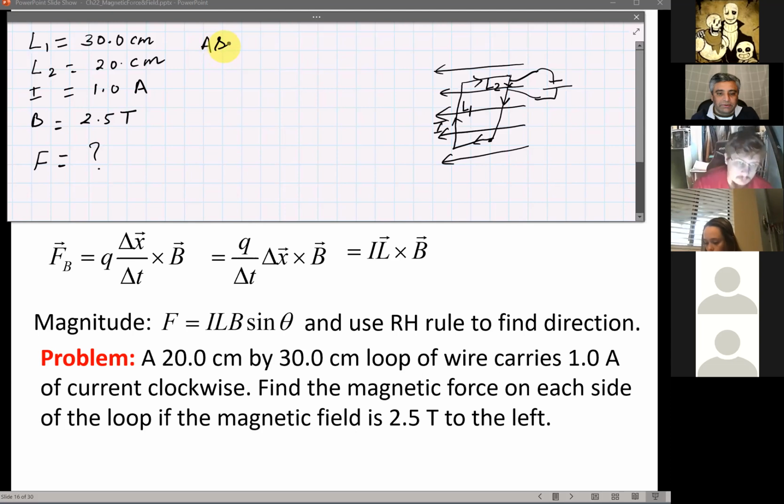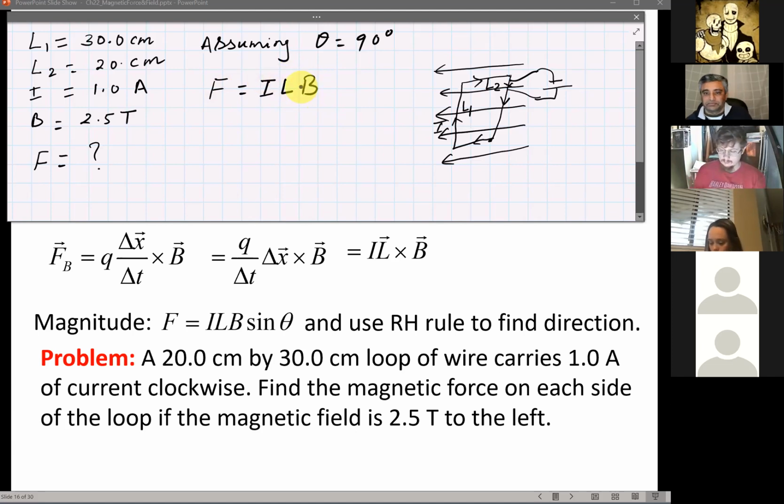So assuming theta 90 degrees, or we can just write theta for the moment, but I think it's going to be easier to just plug in theta 90. So what happens? F is going to be I times L times B, and sine 90. So this is basically 1. And if it is not 90, less than 90, what happens? The force is still going to be there, but the value is going to be smaller. Okay. So now we can find the force.